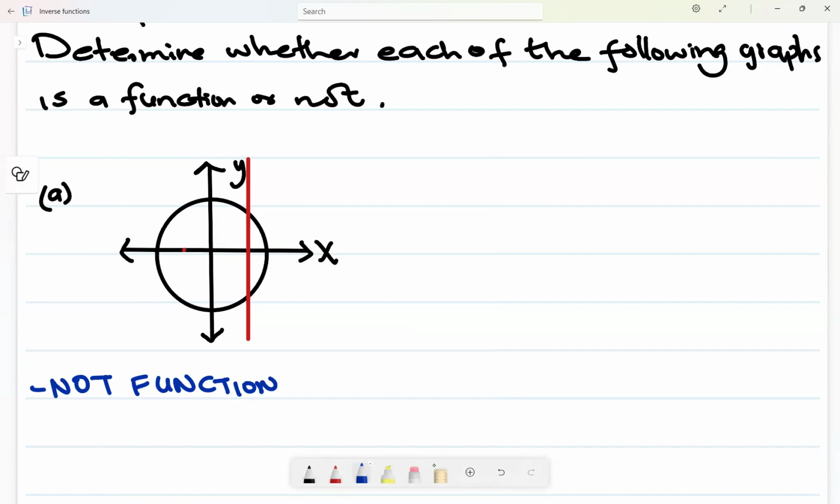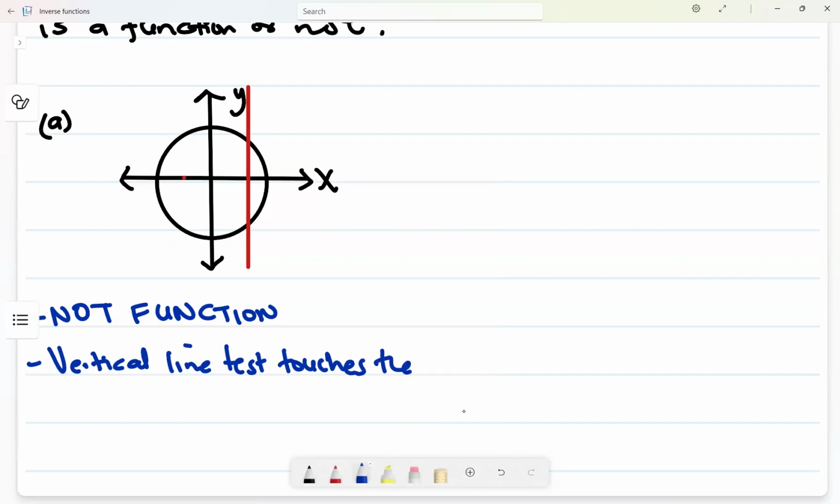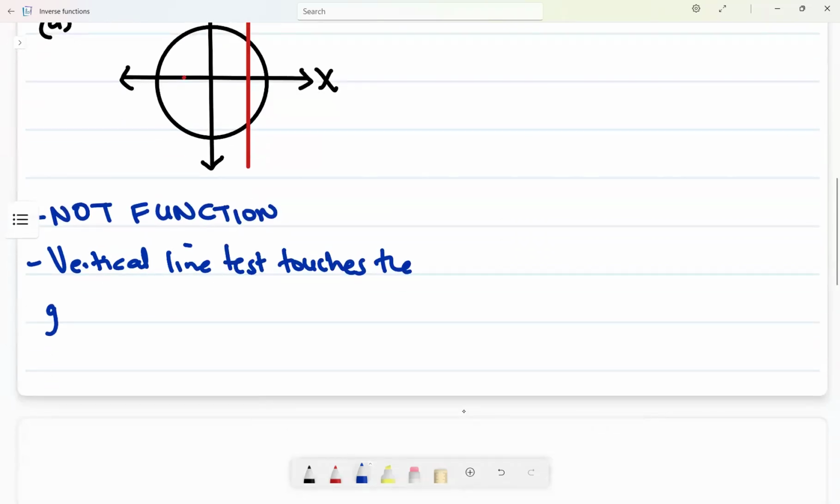But you need to say to us, why exactly are you saying it is not a function? Why? Because the vertical line test touches the graph more than once. Okay, more than once. This is the first one.